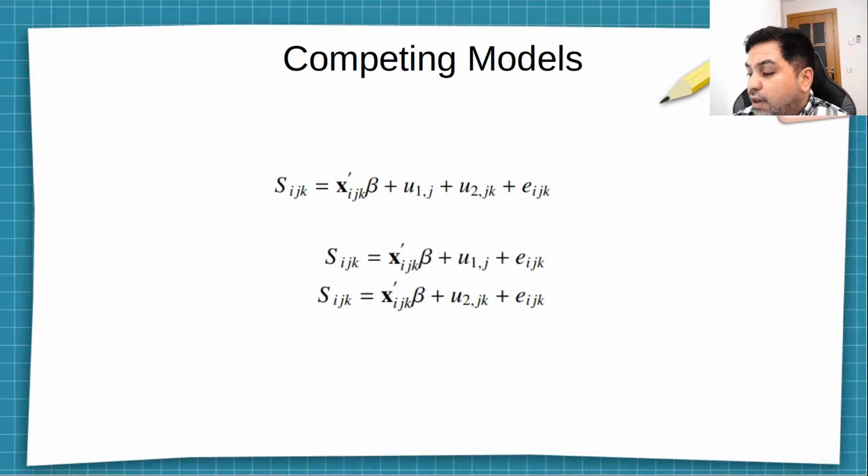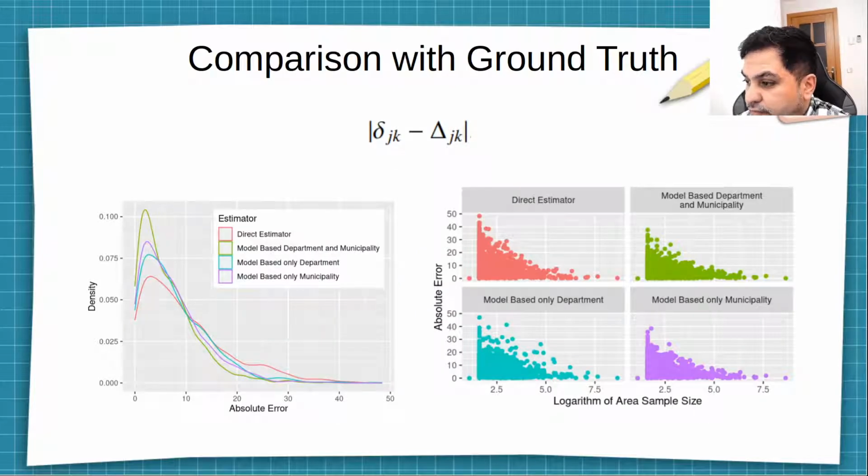To also see how this model behaves, not only compared with the design-based model, we consider another two models that are basically simplifications of our two-level hierarchical model. These are simple one-level models, one with the department, one only using municipality, and the rest is the same. Each model will be estimated separately, of course. The betas do not have to coincide. Now, how does this model compare?